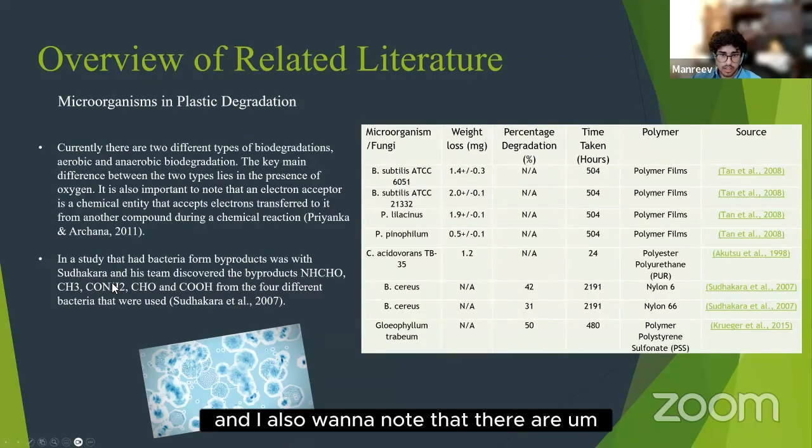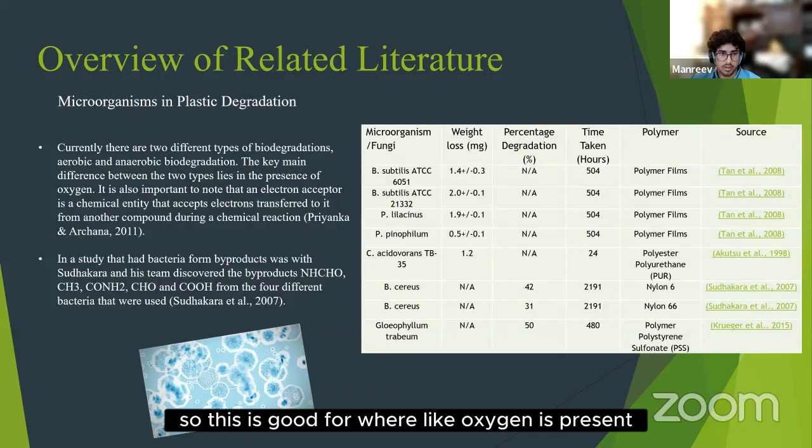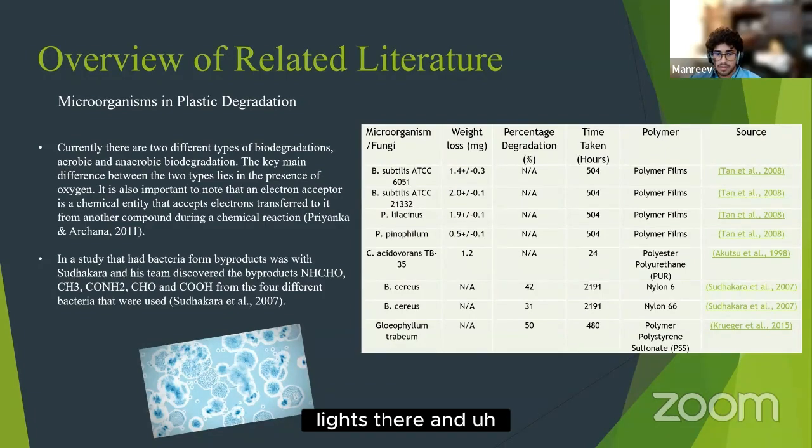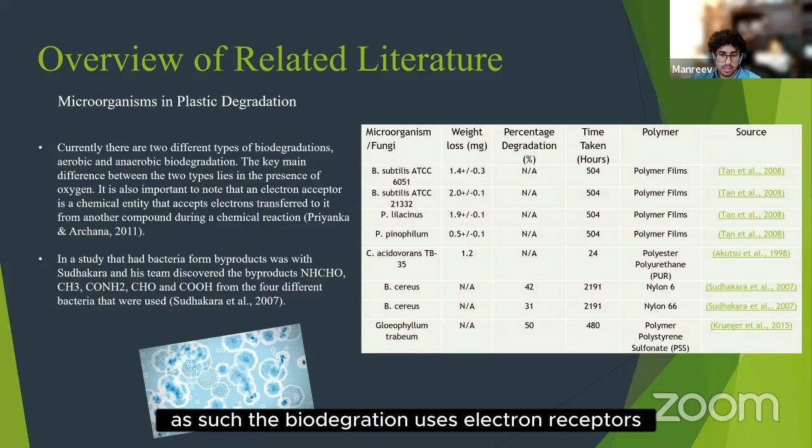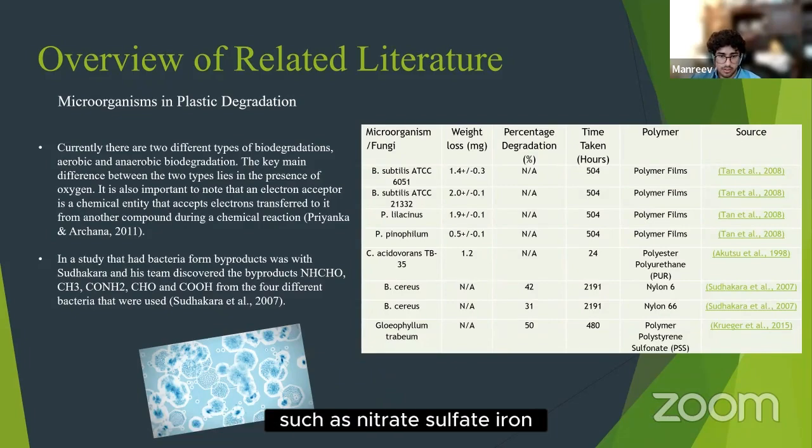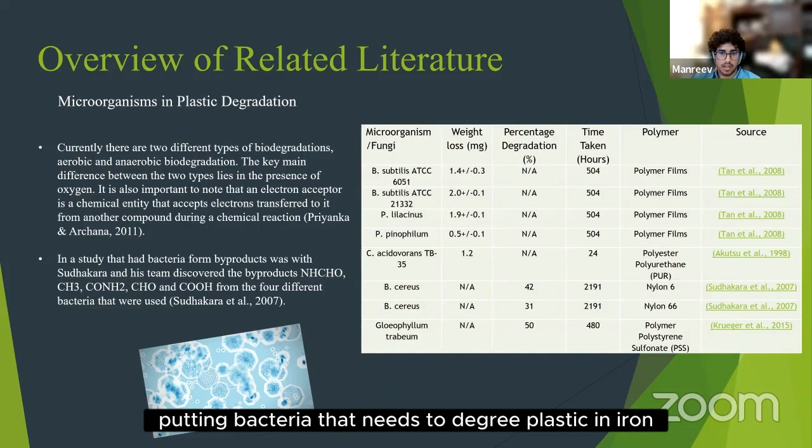And I also want to note that there are two different types of biodegradation, anaerobic and aerobic. Aerobic is when you need oxygen-rich bacteria to degrade plastic. So this is good for where oxygen is present, somewhere out in the oceans or just air. And anaerobic bacteria is when there is an absence of oxygen. As such, the biodegradation uses electron receptors such as nitrate, sulfate, iron, manganese, or carbon dioxide. There's a lot more, but I just listed off the basic ones. This is good for putting bacteria that need to degrade plastic in oxygen deficient areas. So think of landfills.